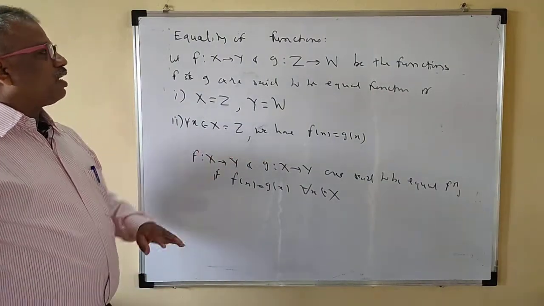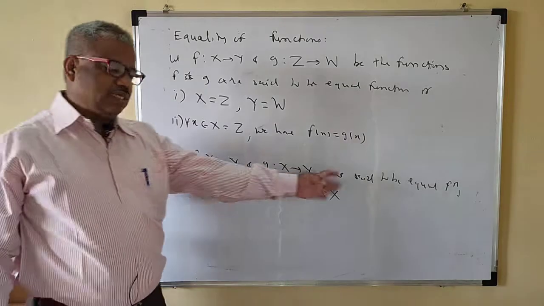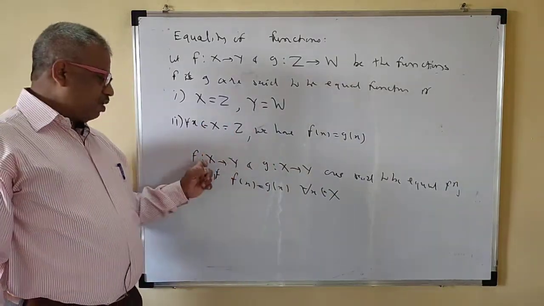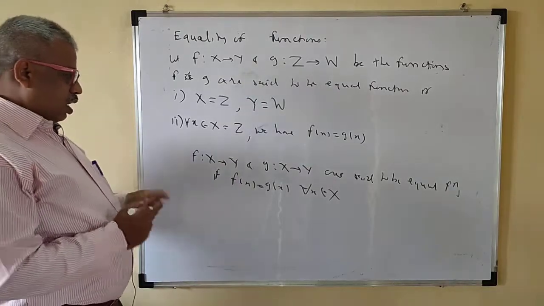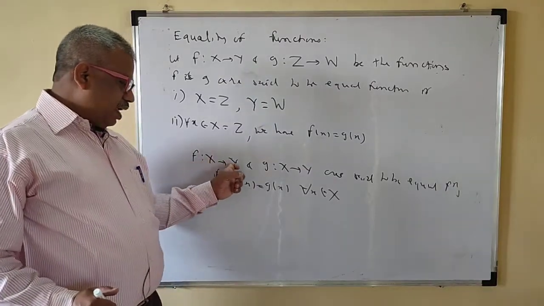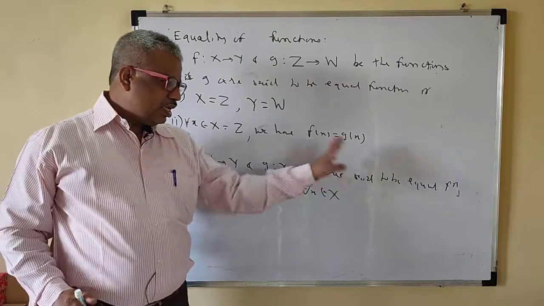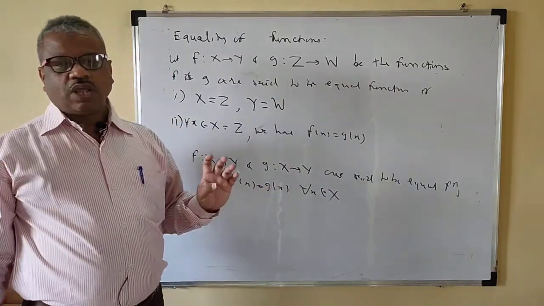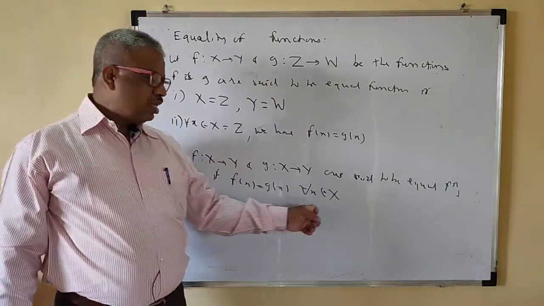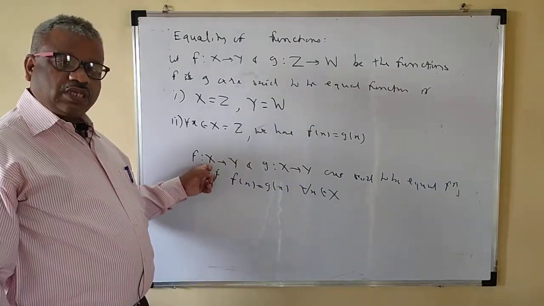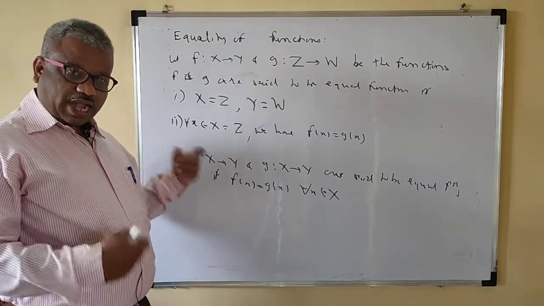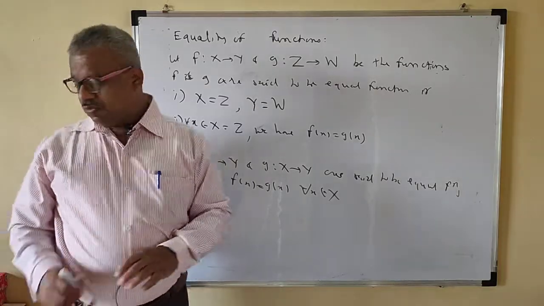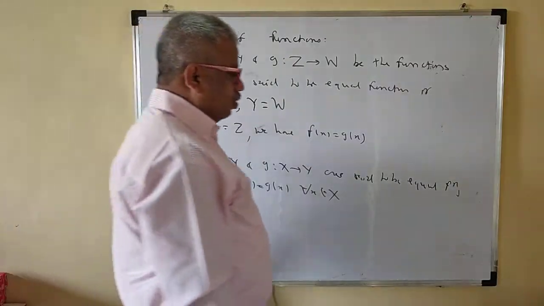So if you want to write the definition of equality, I will write this definition. Domain and codomain are the same now. F from X to Y and g from X to Y are said to be equal functions if f of x is equal to g of x for all x belonging to X. That means if you take any element and apply f and g on that element, you should get the same value. Then those functions will be equal. Okay.